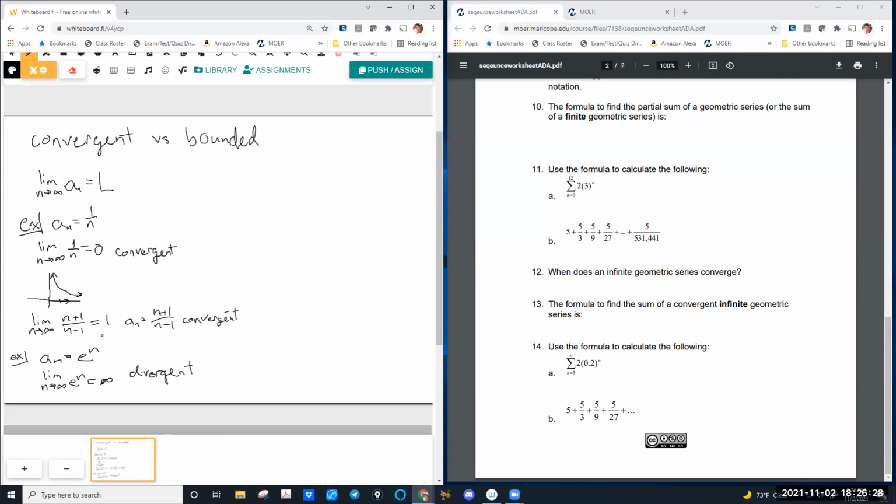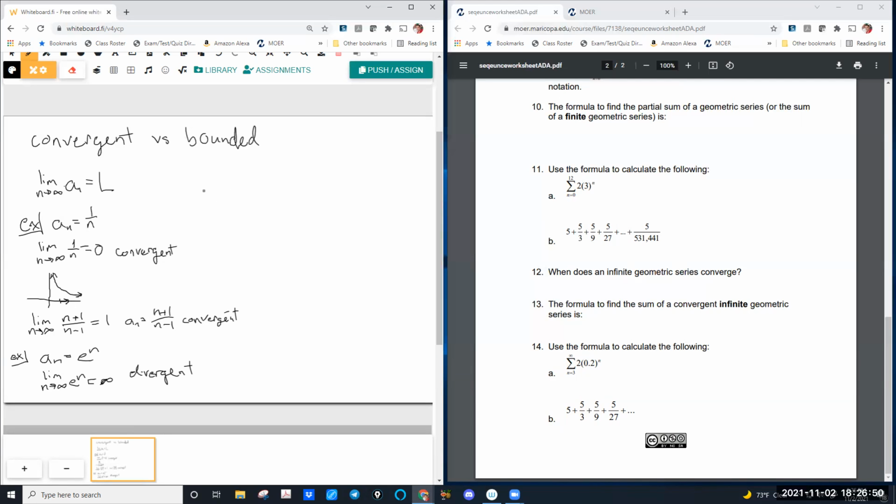So for sequences, convergence and divergence really just comes from the limit. As n goes to infinity, does the sequence go to a finite value or not? If it does, it's convergent. If it doesn't, it's divergent.